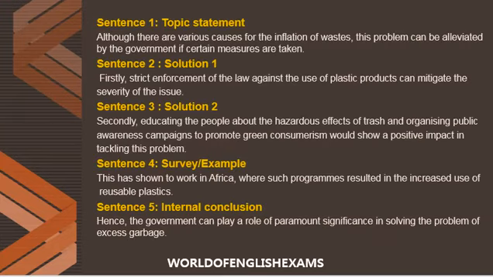Again we start the body paragraph with a topic sentence that would highlight the solutions, the measures that can be taken by the government in this case. Although there are various causes for the inflation of waste, that is the dramatic increase in the waste, this problem can be alleviated. Alleviated is nothing but controlled, lowered in extent. So this problem can be alleviated by the government if certain measures are taken.